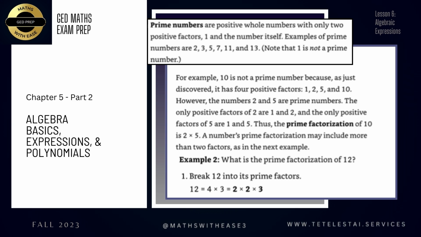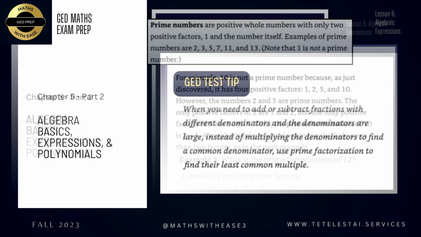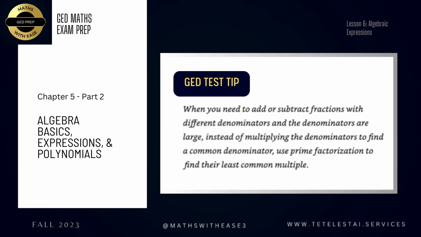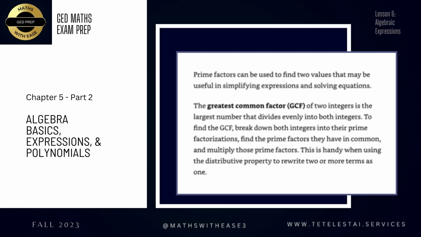When you need to add or subtract fractions with different denominators, and the denominators are large, instead of multiplying the denominators to find a common denominator, you want to use the prime factorization to find their least common multiple. So prime factors can be used to find two values that may be useful in simplifying expressions and solving equations.